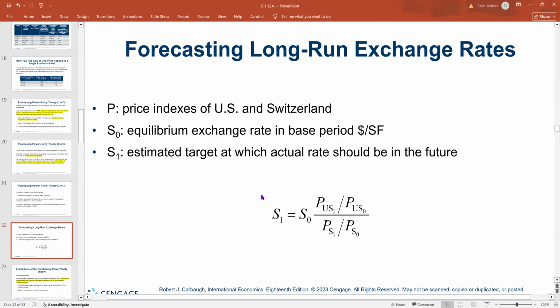So suppose S of 0 is the initial equilibrium exchange rate in some base period. Maybe this is the year, let's use nice round numbers, so this is the year 2020 here, okay? S of 0. So there are so many dollars per Swiss franc. Maybe it's $0.95 equals 1 Swiss franc, whatever that is. Okay, well, that value is going to change over time so that at the end of the next year, so we go from 2020 to 2021, it's going to change according to this formula.